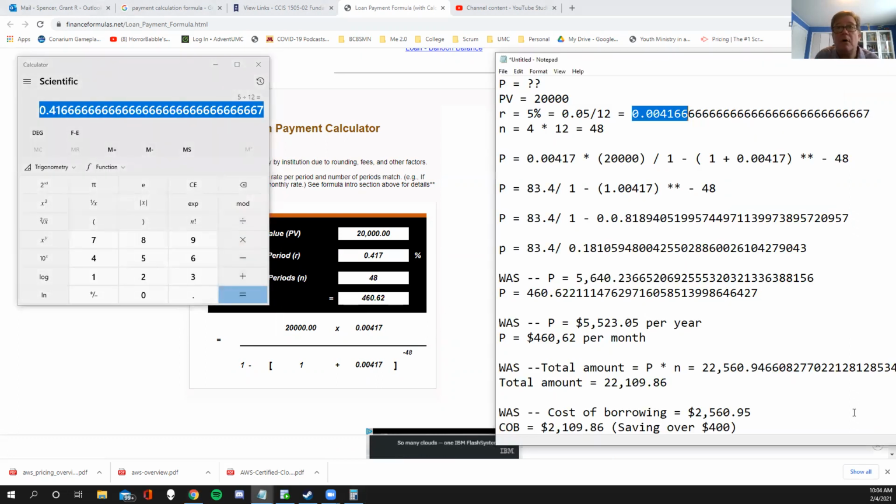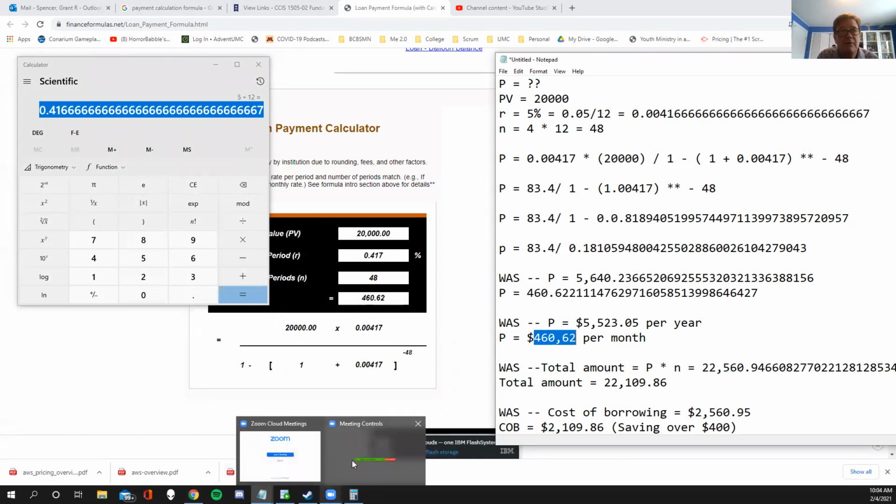So, all right, that's my number. That's my number. All right, good. So that's how we can go from being yearly to monthly. All right, that was good enough for that one.